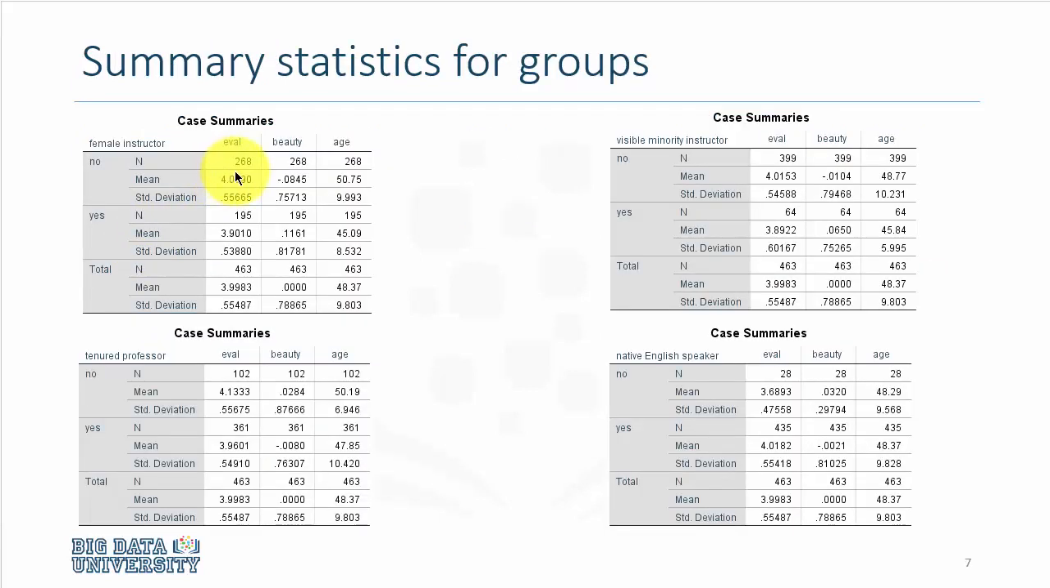We are looking at the teaching evaluation, beauty, and age, and we're comparing the averages for these three variables for the female instructor variable. Those who are females, their average teaching evaluation was 3.9 compared to those of men, 4.06. Here we are looking at the average teaching evaluation for tenured professors, 3.96 versus untenured, 4.13. The average age of untenured professors was 50.2 years, and that for tenured professors, 47.85 years.